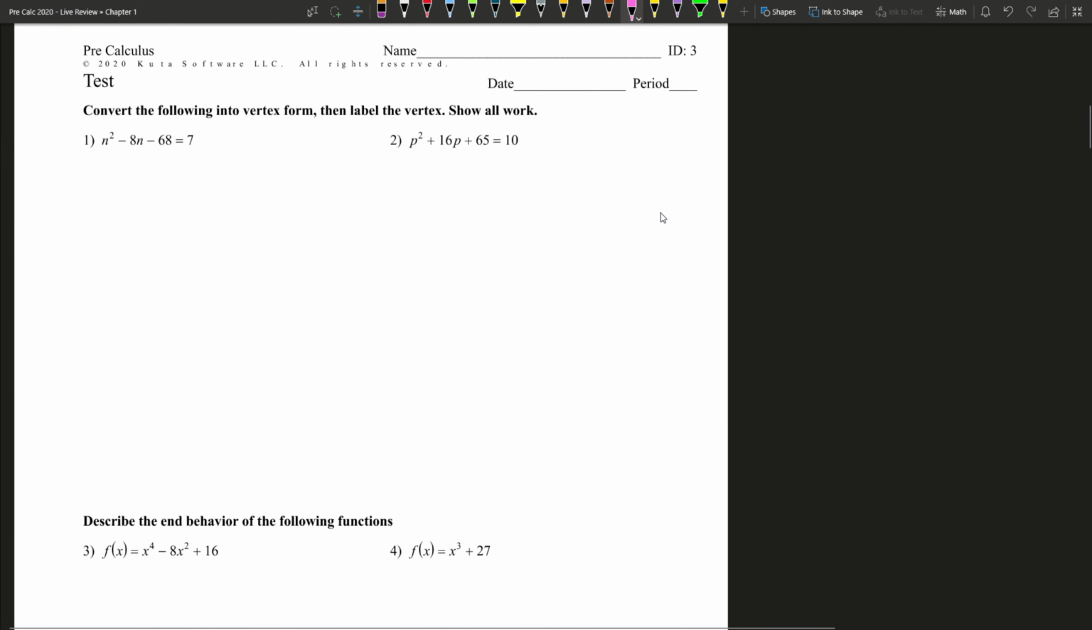Okay, so first part is to convert the following into vertex form, then label the vertex. So two parts: convert to vertex form, and then find the vertex. As soon as you get into vertex form, you pretty much have your answer. You just got to pull this stuff out. In order to do this, you need to complete the square. When we complete the square, we're just focused on our green box.